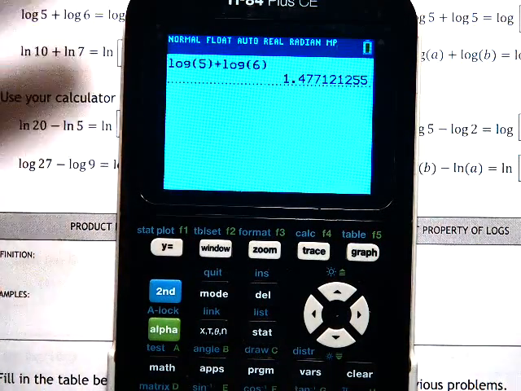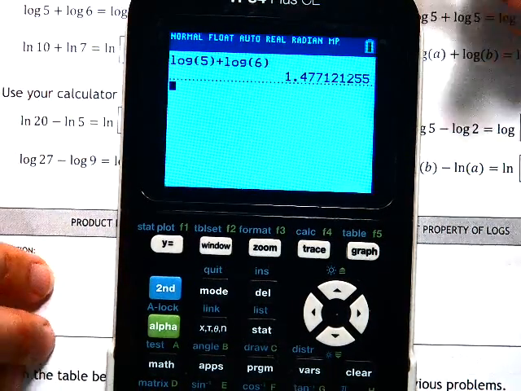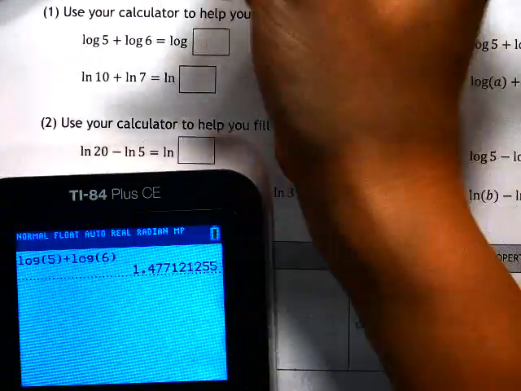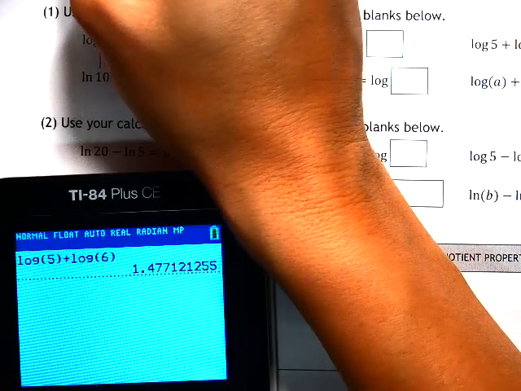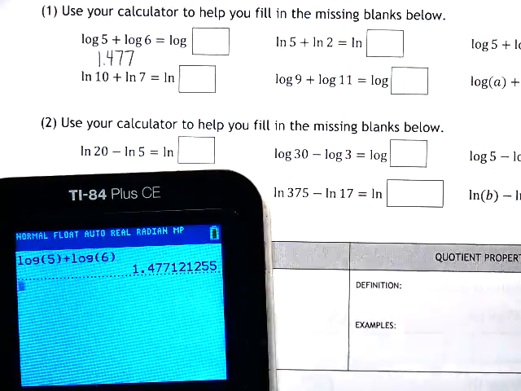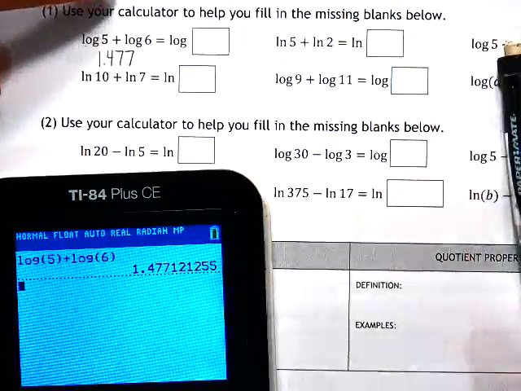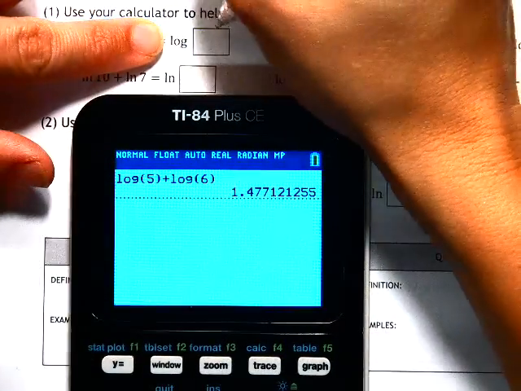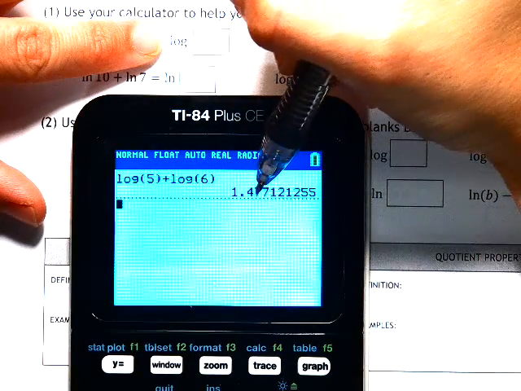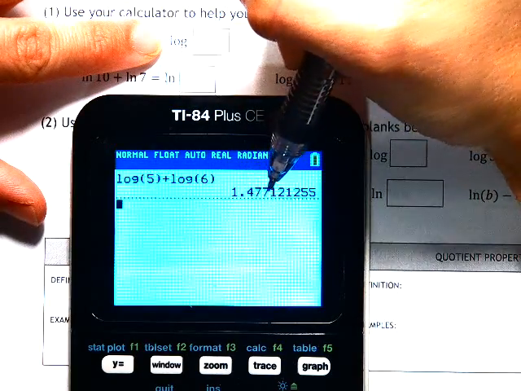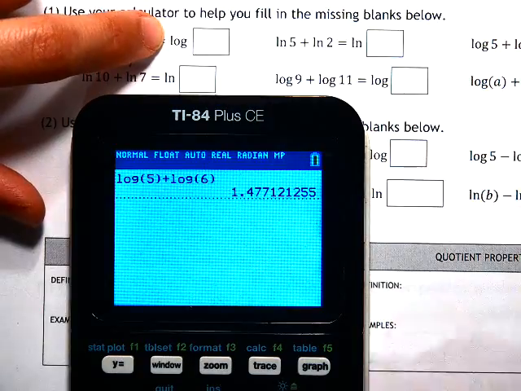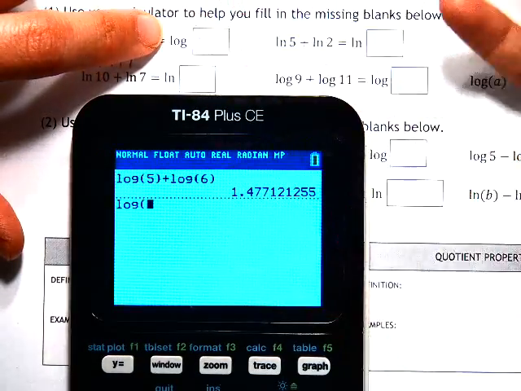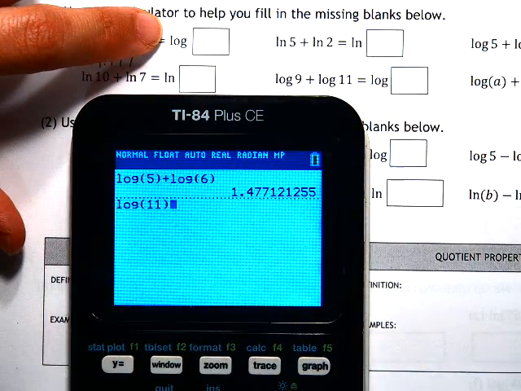Now, you're going to get a decimal, and that's to be expected. The actual number that you get is not that important, but make a note of it. In this case, 1.477. Because what you'll want to do now is to type in one more number, this time a single number, that the calculator would give you 1.477 for as well. So for example, if I type log, and then I just think like, I see a 5 and a 6, so maybe like log 11.